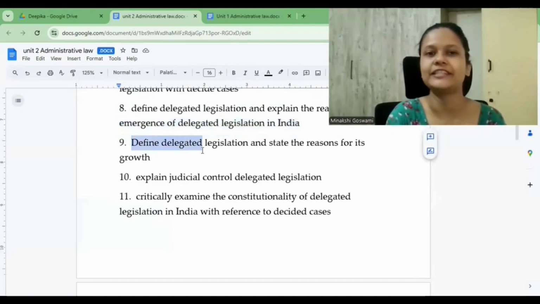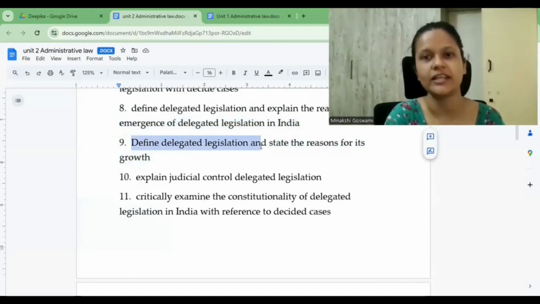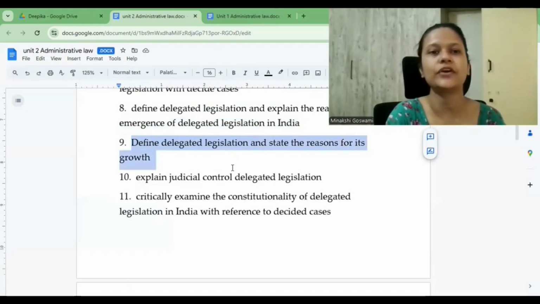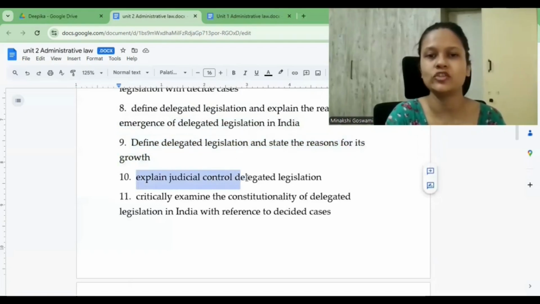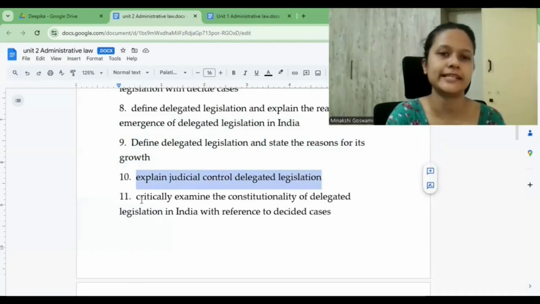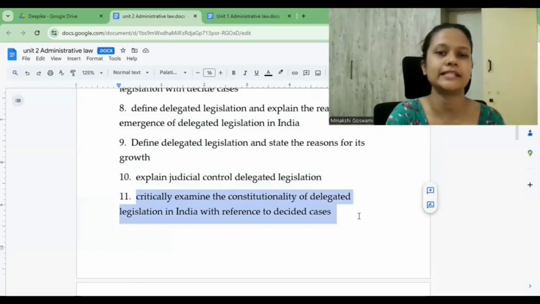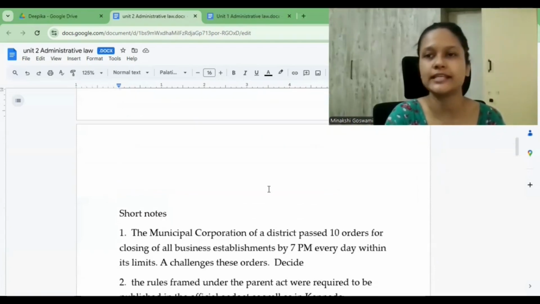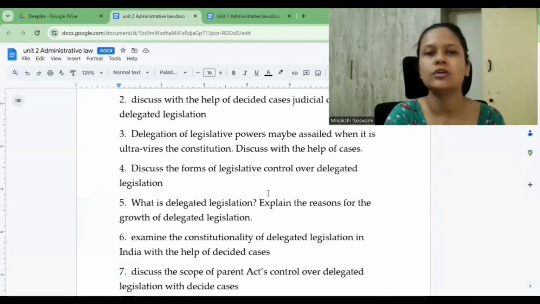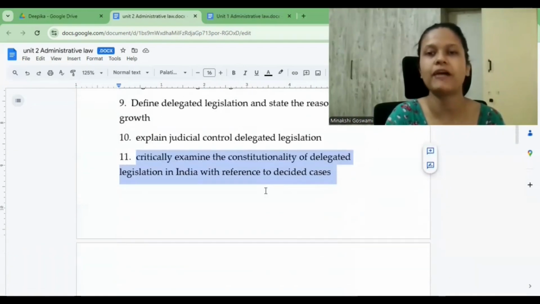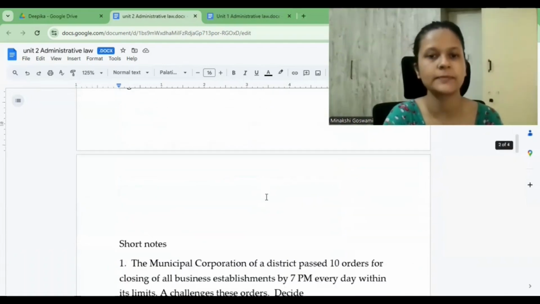Next question we have is: define delegated legislation and state the reasons for its growth. Explain judicial control over delegated legislation. Critically examine the constitutionality of delegated legislation in India with reference to decided cases. So these are the long questions from Unit 2. We have a total of 11 long questions.